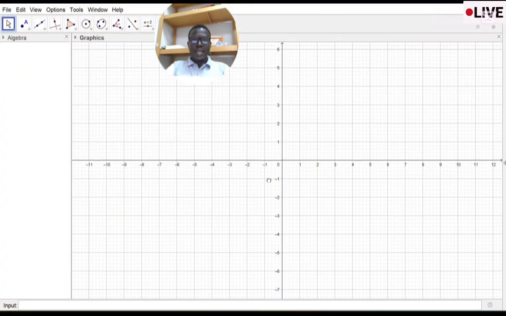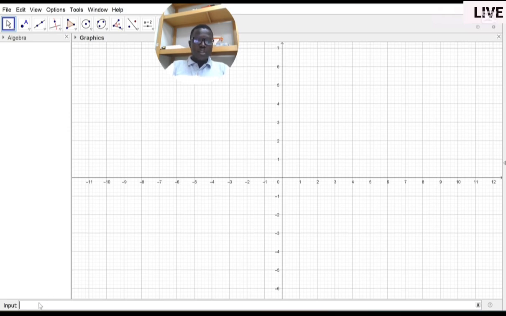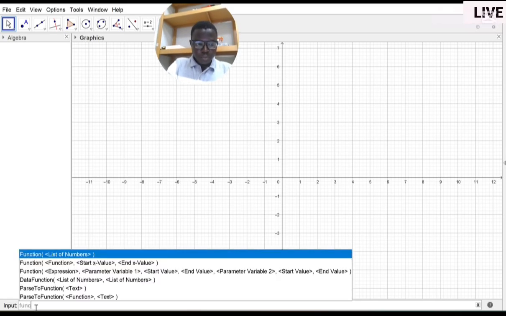For this one, we are going to plot the function y equals x to the power 1 over 3, right? So you go to the input part, and type function. As soon as you do that, you can see that a lot of other commands appear. Do well and pick the second one, right? You can decide to plot the function itself, but it will go up to infinity. You don't know where it will end. That's why I was saying that you should know where the two functions meet, in such a way that you can limit the points on the graph that may be of importance to you.